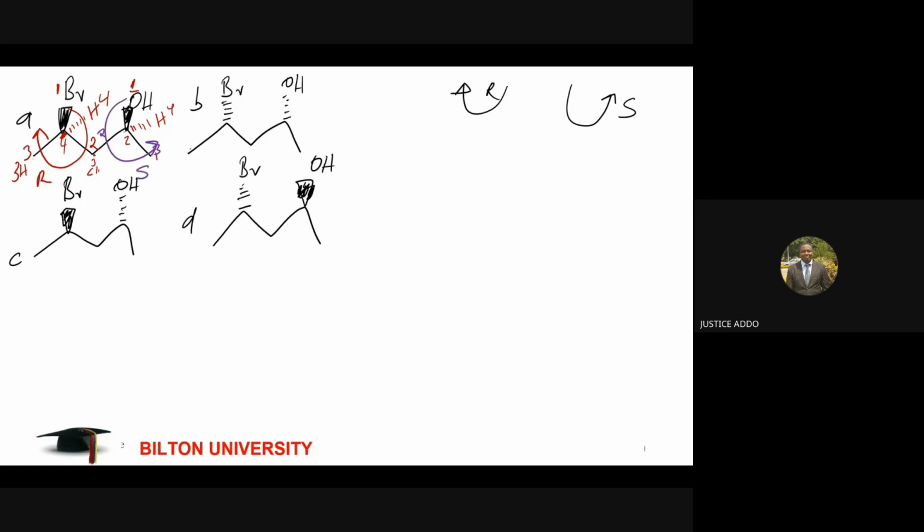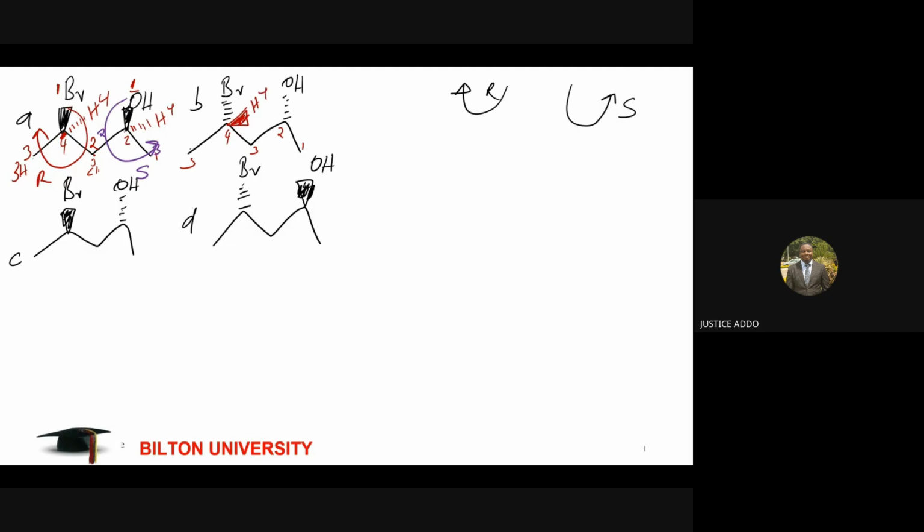Now let's look at B. If we look at B, this is still our carbon number 1, 2, 3, 4, and 5. Now, one important thing that you need to know is to look at what is given. In this diagram, bromine is at the back, and therefore our hydrogen will be in front. So our hydrogen, which is priority number 4, will be in front.